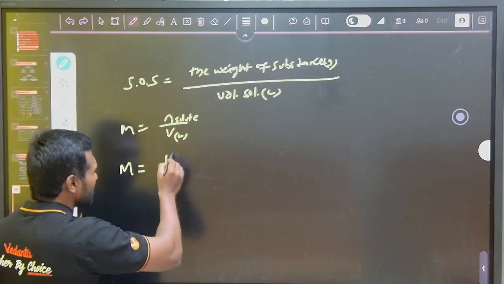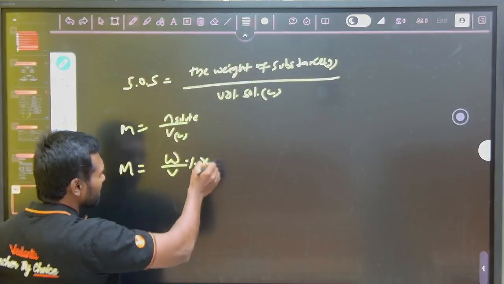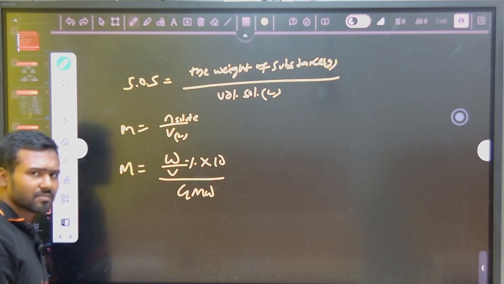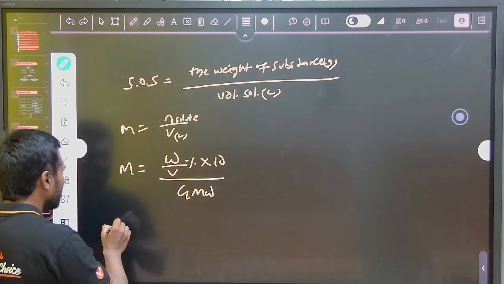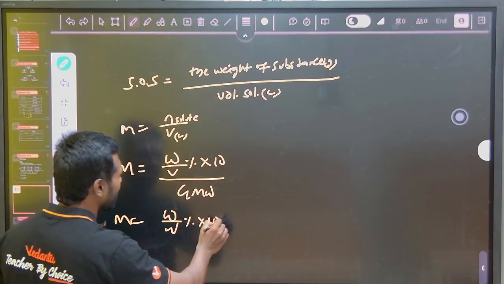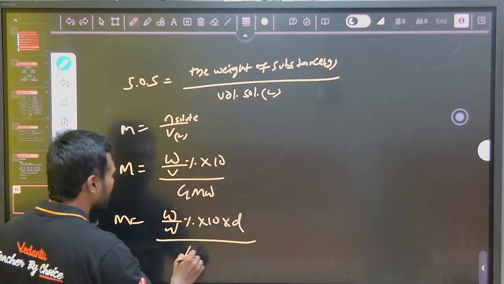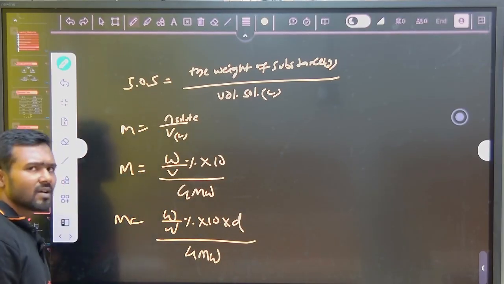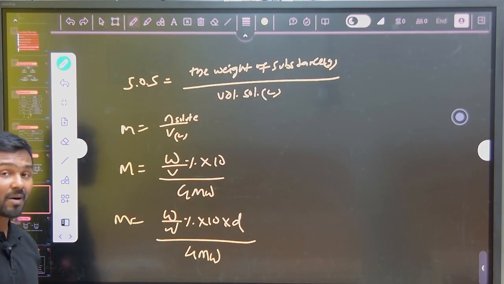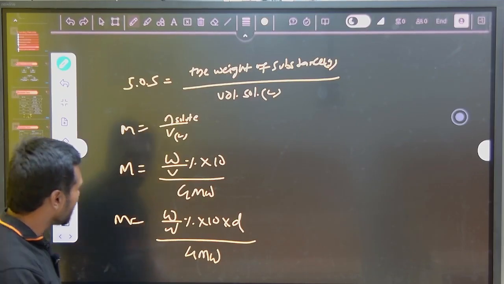Molarity is equal to weight by volume percentage into 10 by gram molecular weight of solute. Next, molarity is equal to weight by weight percentage into 10 into density by gram molecular weight. And this is one plus one offer, meaning normality also has the same formulas, but instead of gram molecular weight, we take gram equivalent weight.